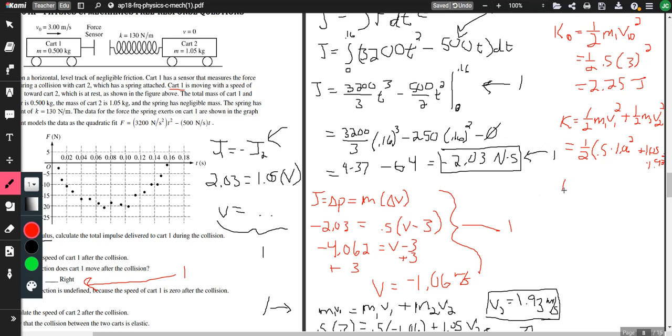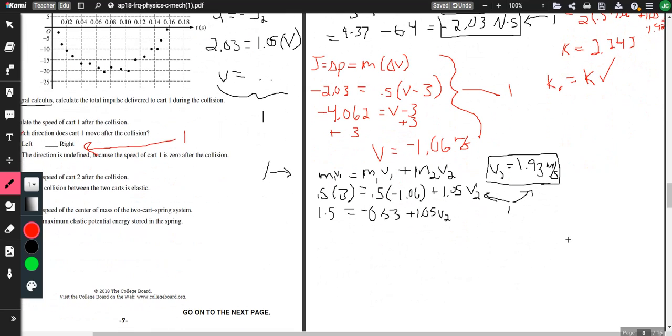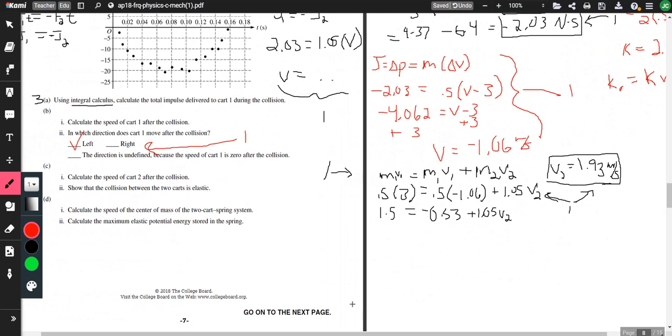I end up getting that the final kinetic energy is 2.24 joules. This is pretty much close enough for me to say that the kinetic energy initially and the kinetic energy at the end are the same. The only reason why there is a slight difference is simply because of my rounding. Had I kept the final velocity of either of these objects a little bit further out, I probably would have gotten an exact answer. So that's how I would show that this is elastic.